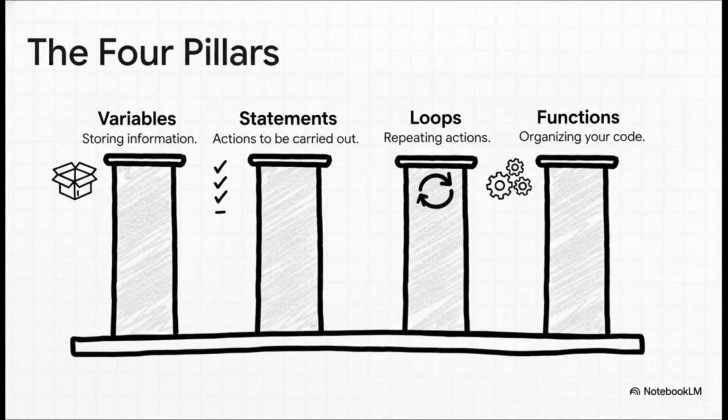Let's break that foundation down into what I like to call the 4 pillars. First, you've got variables. Think of them as little boxes for storing information. Then you have statements, which are just the specific actions you want your program to take. To repeat those actions without typing them a million times, you use loops. And finally, to keep all your code neat, organized, and reusable, you bundle it into functions. You get these 4 down, and you're absolutely ready for the next level.